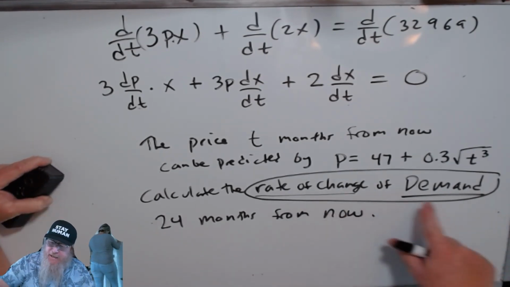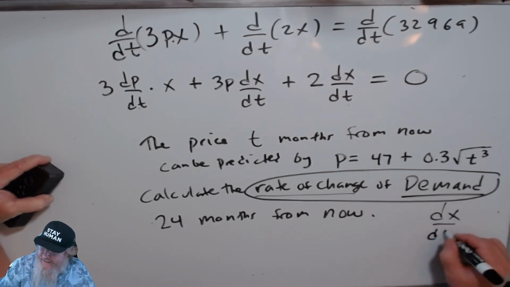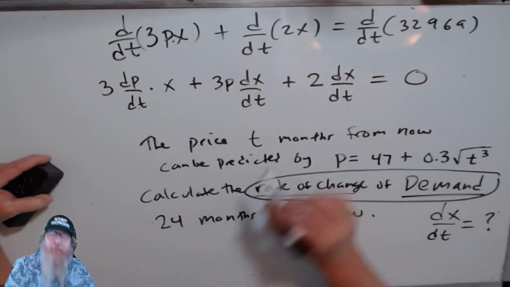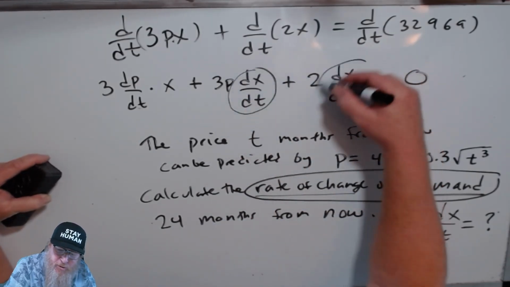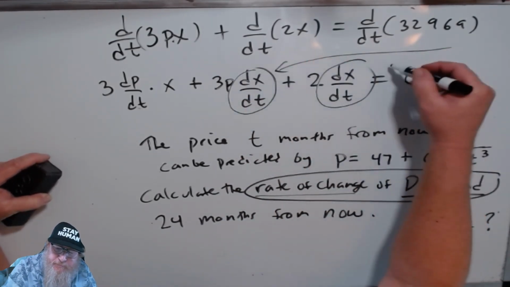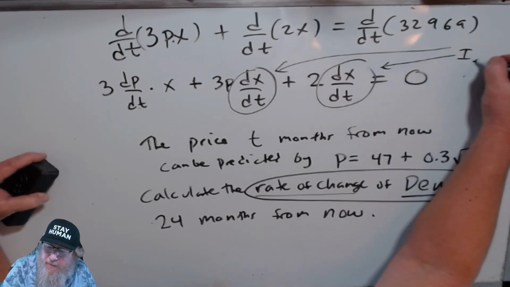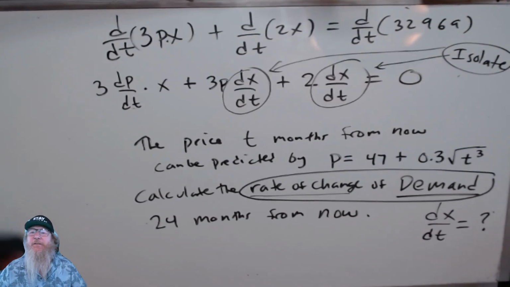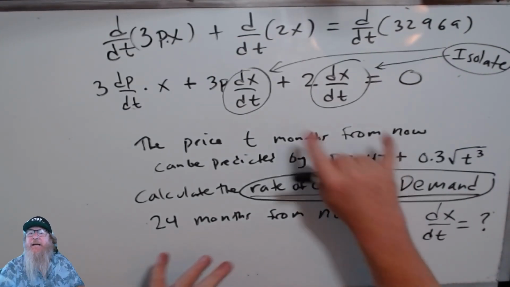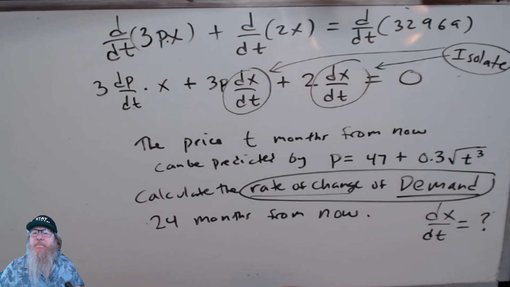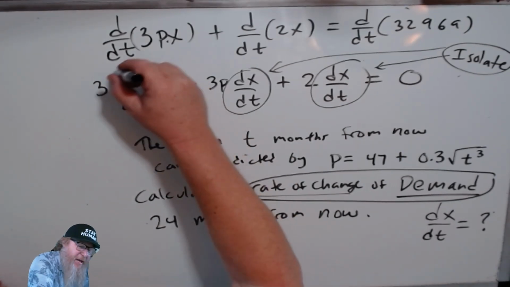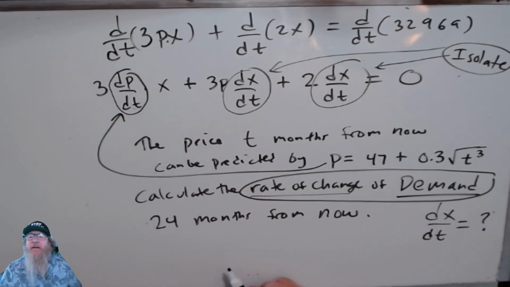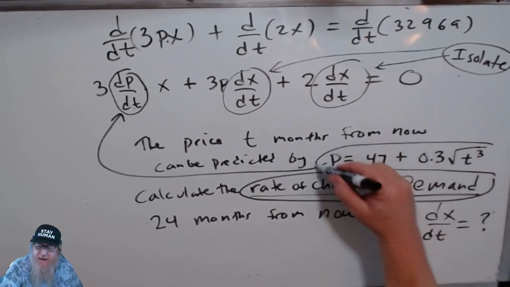So the rate of change of demand is dx dt. It's good to pause and think about what it is you're actually trying to solve for. You look at this messy equation, you might wonder what you're actually trying to do here. So just pause, think, read, and this is what we're solving for. All right. We know this. This can be obtained by using the price demand function.